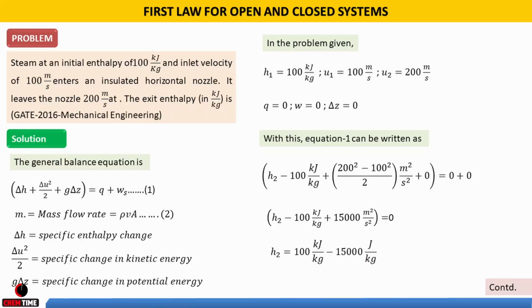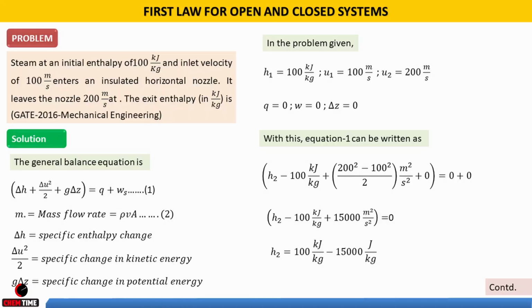The first problem is given in GATE 2016 for mechanical engineering. Steam at initial enthalpy of 100 kilojoules per kg and inlet velocity of 100 meters per second enters an insulated horizontal nozzle. So the moment it is insulated, we know Q is equal to 0, and once it is set horizontal, the g delta Z term becomes 0. It leaves the nozzle at 200 meters per second. And what is the exit enthalpy?